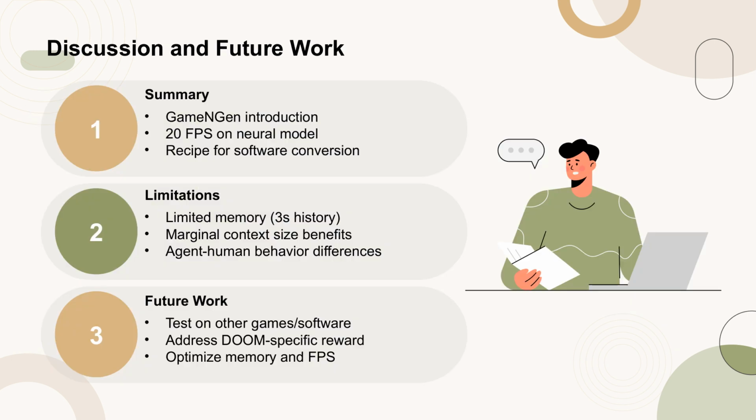In this discussion, we summarize the introduction of GameNGen, highlighting its capability to achieve high-quality real-time gameplay at 20 frames per second using a neural model. We also outline a method for converting interactive software like computer games into neural models. However, we acknowledge significant limitations, such as the model's limited memory, which only allows access to a little over 3 seconds of history, and the remaining differences between the agent's behavior and that of human players.